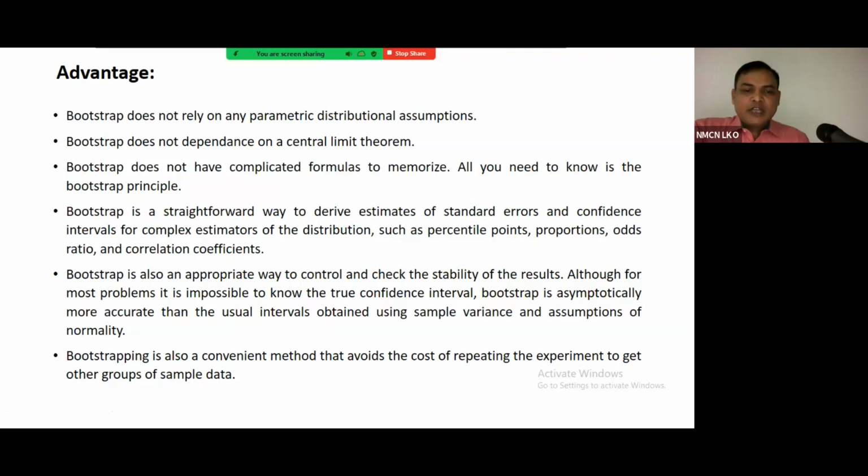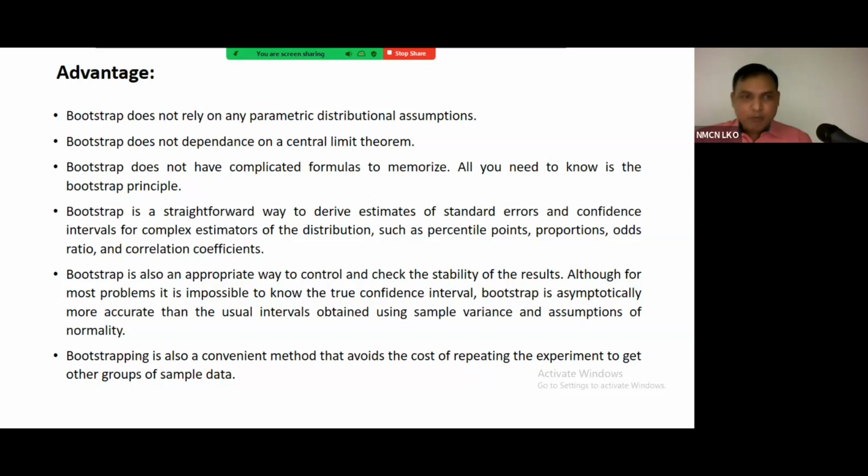Bootstrap is also an appropriate way to control and check the stability of the result. Although in most problems it is impossible to know the true confidence interval, bootstrap is asymptotically more accurate than the usual interval obtained using sample variance and the assumption of normality. The bootstrapping is also a convenient method that avoids the cost of repeating the experiment to get other groups of sample data.